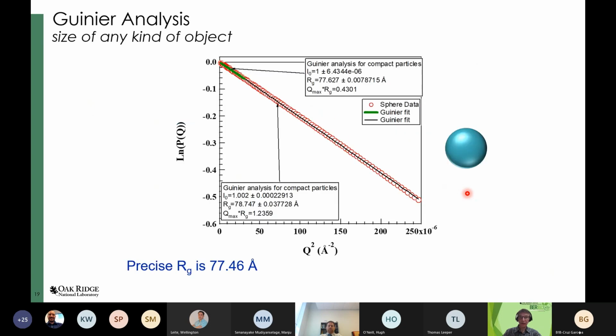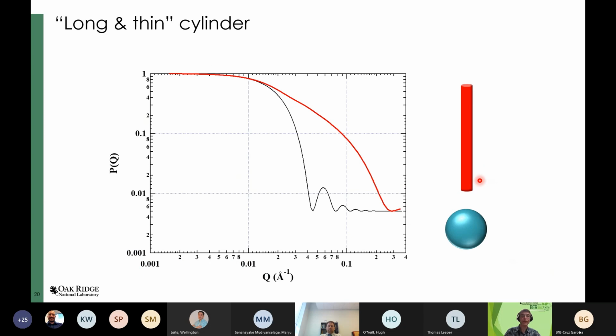Okay, so you can do the Guinier analysis. I'm going to go over this a little bit more quickly. Yes, I want to catch up a little bit on time. So this is just focusing on the lowest Q, and you can get this linearization approach, and you get the overall size parameter, in this case for a sphere.